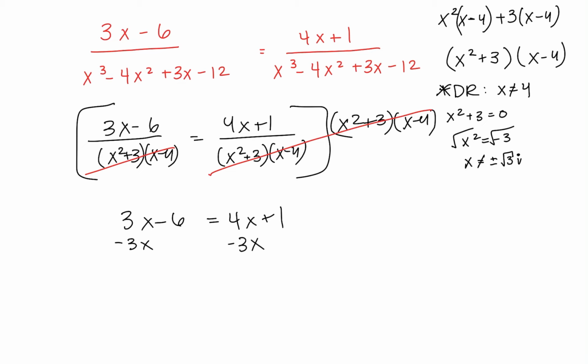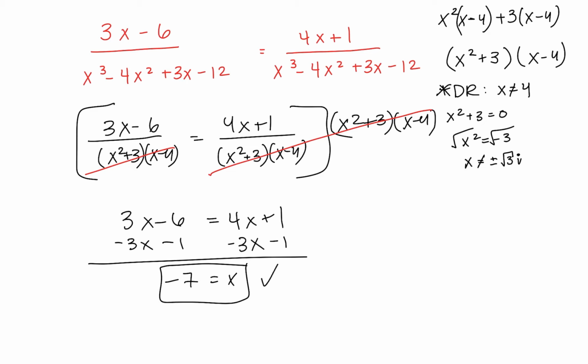Okay, let's just keep solving. Negative 7 equals x. Perfect. That is not part of my domain restriction, so I know that this is a solution to my equation.